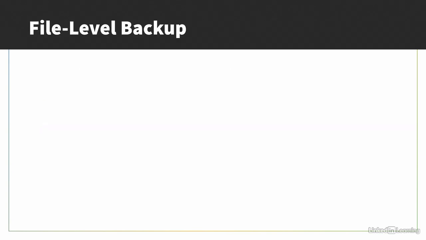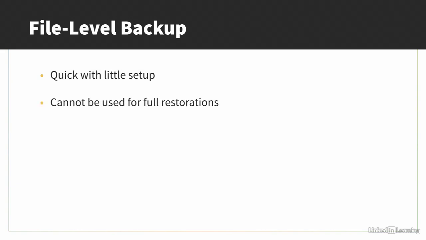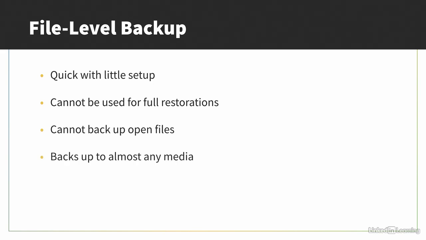There's different backup styles that we need to be familiar with as well, such as the file level backup. This is quick with little setup time. However, it can't do a full restore. It can't do like a bare metal restore or entire operating system restore. It can't back up open files, and it backs up, however, to almost any type of media. You'll see this in many different operating systems on Windows, where it just allows you to back up, say, important files and folders, but not the entire operating system.